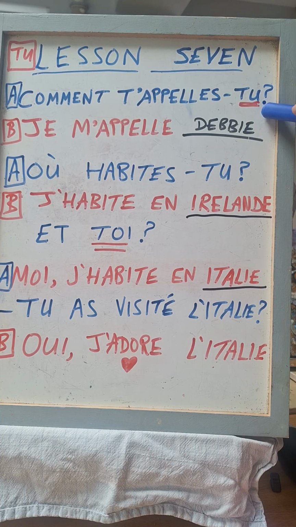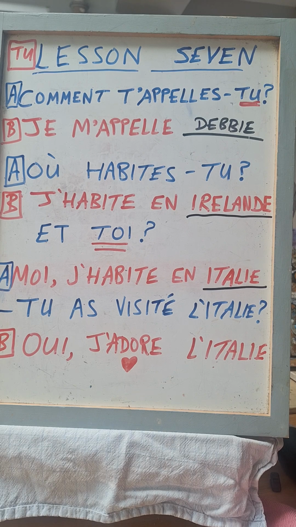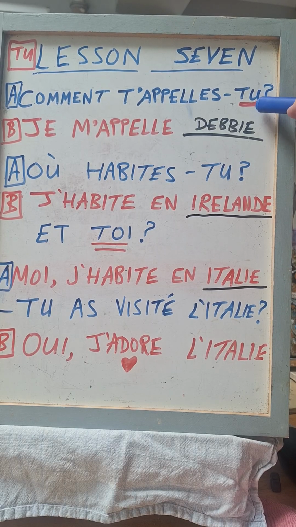Comment t'appelles-tu? What's your name? And we're using tu. And tu is used with a child or with somebody that you know well, and always with one person. If you're speaking to more than one person, for example, your two children at the same time, you would use vous, even though they're children. And we use tu with children, and we use tu with a friend or a family member. But if we're being formal and polite, we're going to use vous, and I'll show you that in a minute.